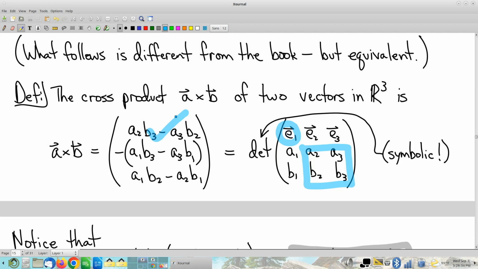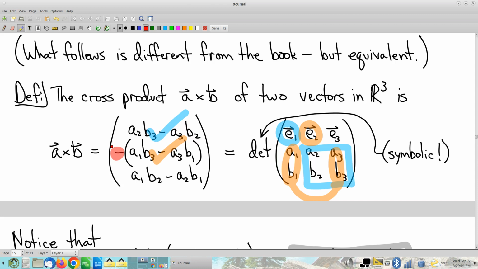And then, moving along, E2 times the determinant of its submatrix. So I would have A1B3 minus A3B1. That gives me the correct second entry. Oh, don't forget your minus. Don't forget that whole plus minus plus thing when you take a determinant. And then likewise for the third entry. So it just works.